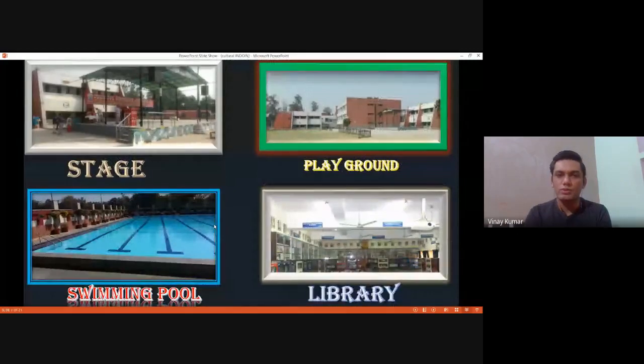Before I introduce you to the school and students, let me introduce you to four important parts of our school. The very first one is the stage. The school begins with the morning assembly from this stage. You can see the playground. Most of the time of the students is spent here in the playground. We have one swimming pool too and one giant library. These four places are the heart of the school.